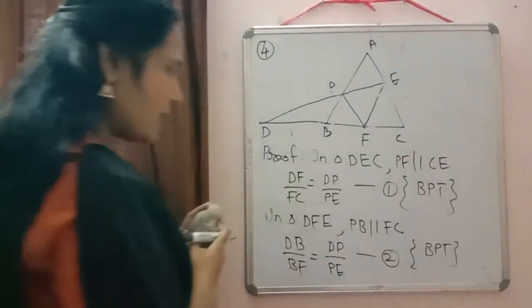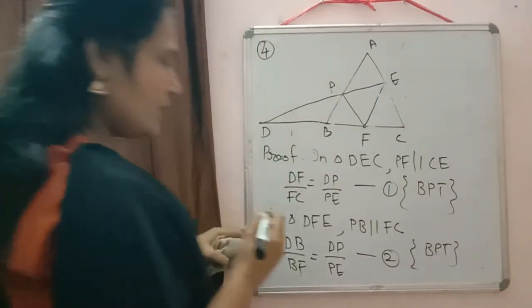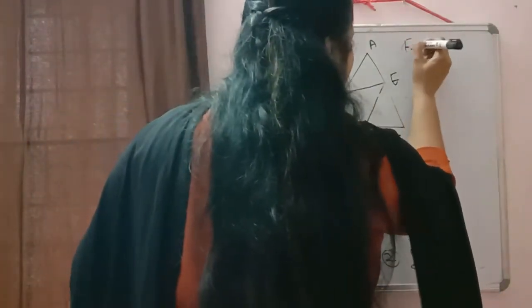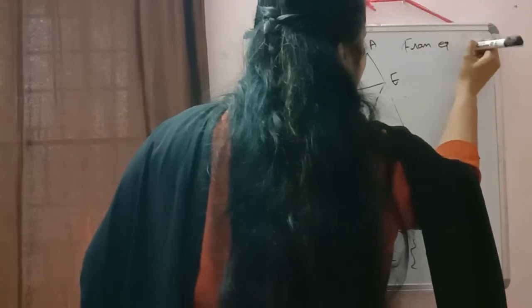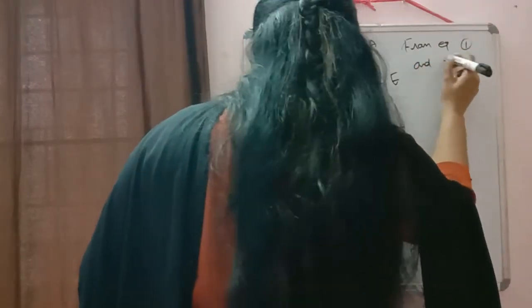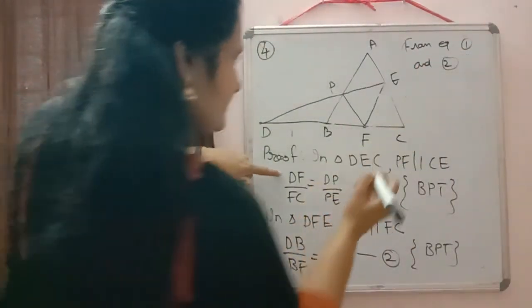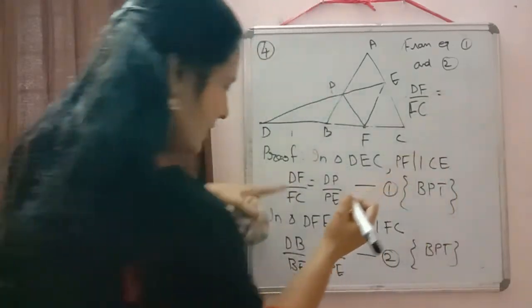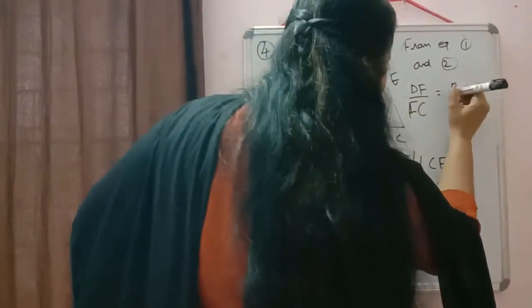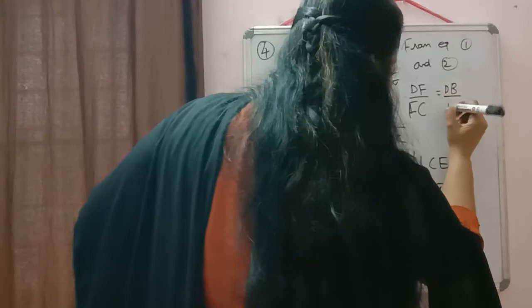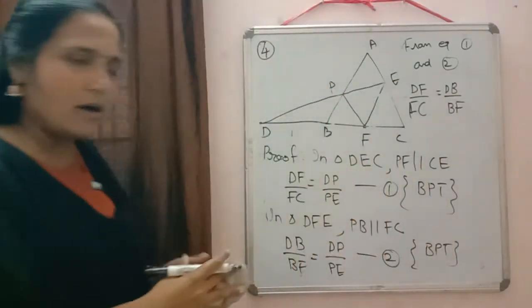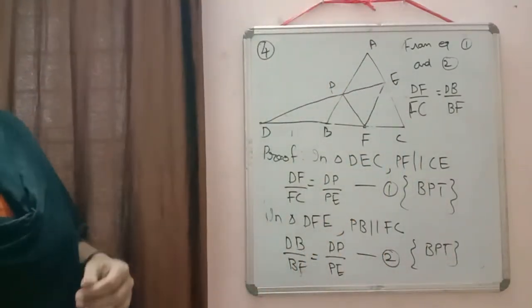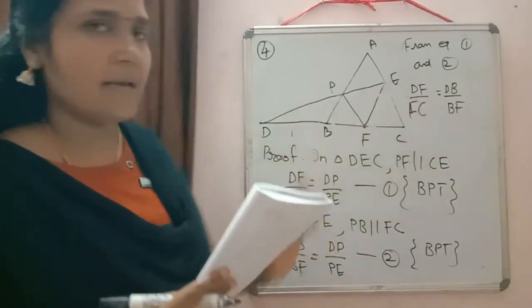So can we say the two ratios on the left hand side will also be equal? Yes, write down there, from equation 1 and 2 we can say DF by FC is equal to DB by BF. We got DF by FC is equal to DB by BF.